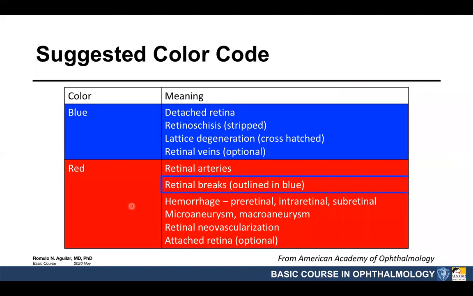Now, in drawing, we follow a color code, and this is adapted from the American Academy of Ophthalmology. We are giving this out as handouts, but to go over it briefly, blue will denote detached retina, retinoschisis, lattice degeneration, and retinal veins. Red would represent retinal arteries. Red outlined with blue would imply retinal breaks. Hemorrhage, microaneurysms, neovascularization, attached retina would be red. Although attached retina sometimes is just left as white.